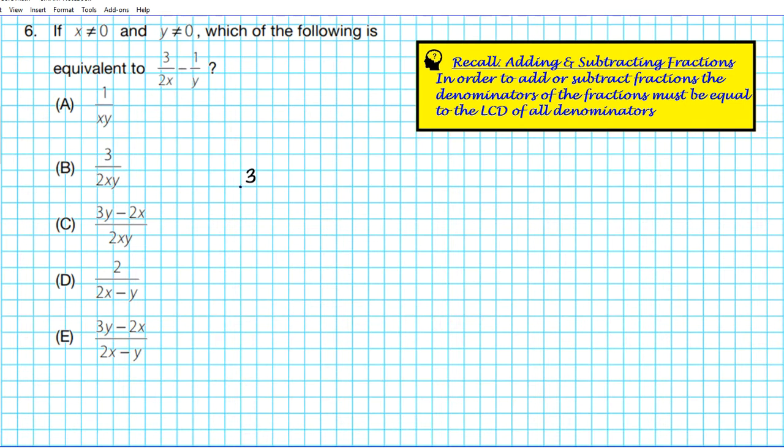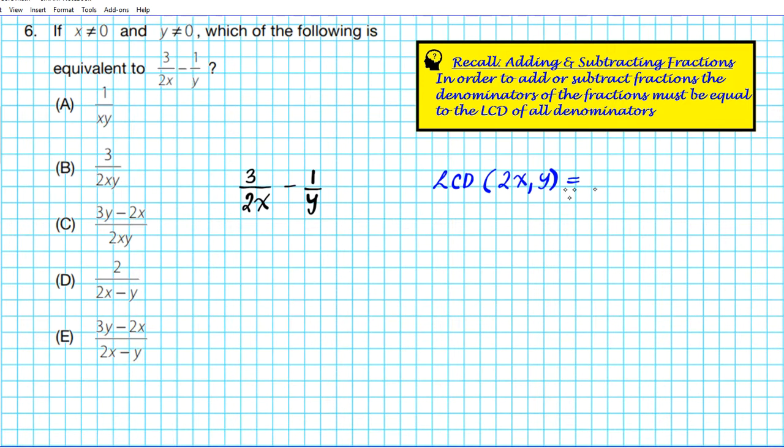We have 3 over 2x minus 1 over y. Now, if you notice, the denominators are not identical, so we have to convert these two fractions into equivalent fractions where their denominators are equal to the LCD of both denominators. Okay, so the question now is, what is the LCD of 2x and y? We can basically use our LCD chart to determine what the LCD is. So let's go ahead and do that.